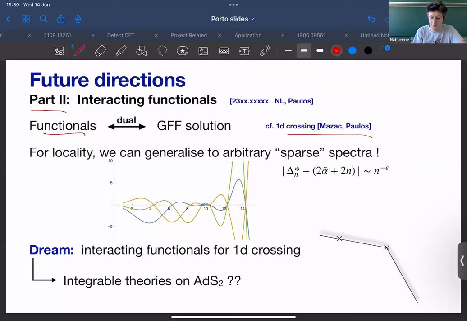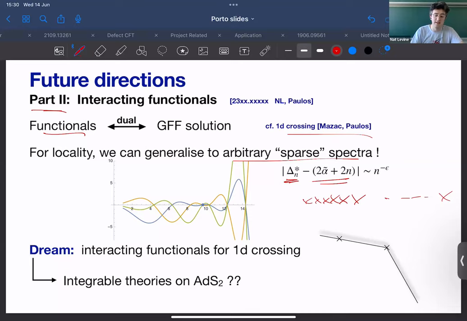So if you just pick some random set of deltas, delta n star, which become the double traces for large n. But they can be arbitrary, you could put a million of them in one small space and then leave a long gap and land on the GFF type spectrum in the UV. But for any spectrum like that, we can find a complete set of functionals that has zeros in those places.